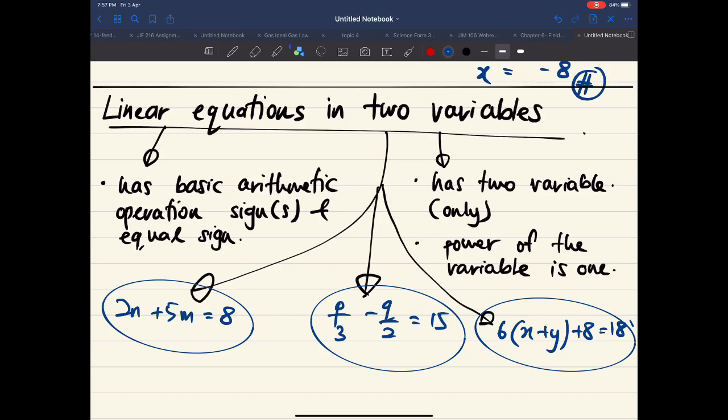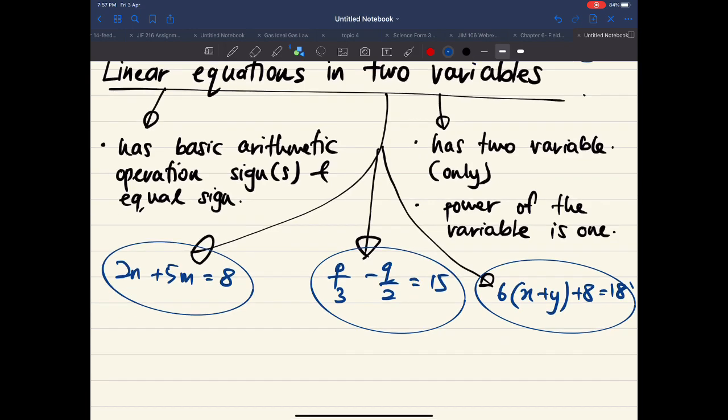So linear equations in two variables have basic arithmetic operation signs and an equal sign, and they have only two variables, and the power of the variable is 1. And all these three are examples of linear equations in two variables.